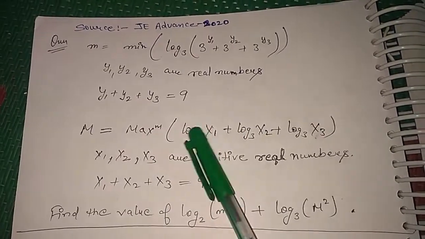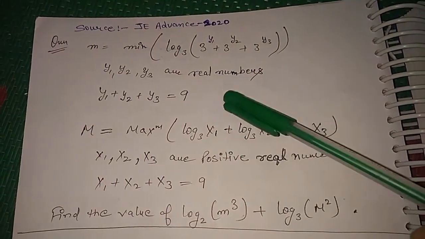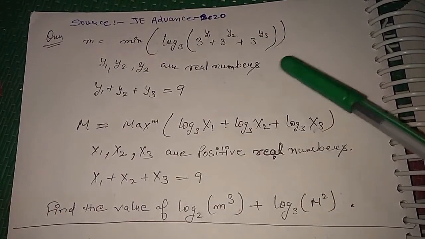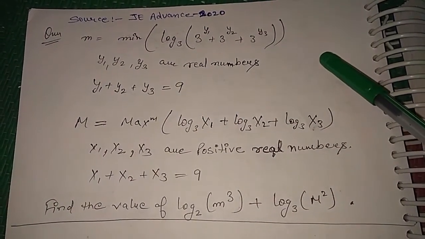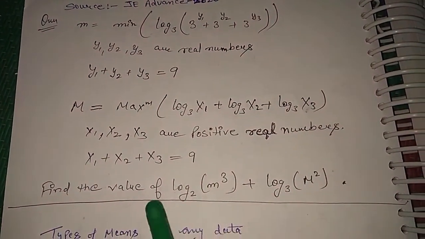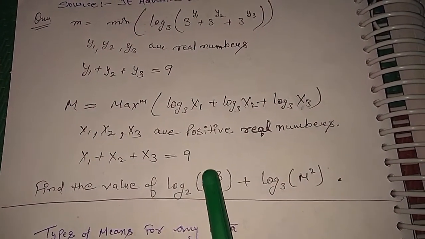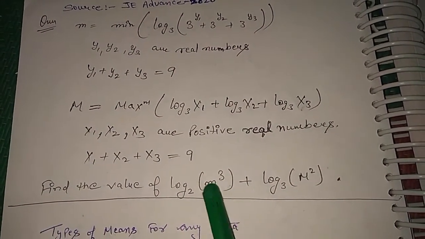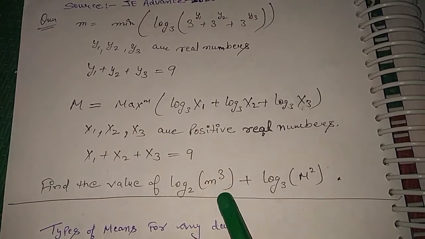This problem will test your knowledge about the logarithmic properties and the relation between the means of some data. Here we need to find this value, and for solving this we need to first find small m and capital M. After that we'll put these values in this formula and solve for the answer.